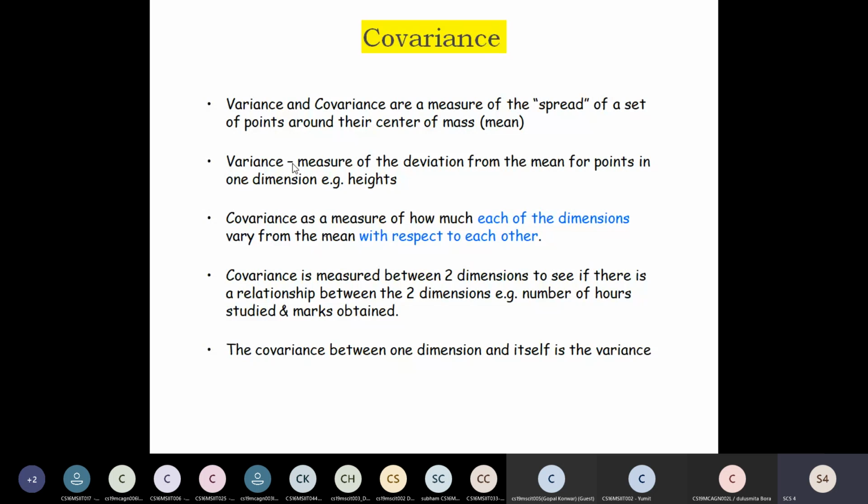Now, covariance is a measure of how much each of the dimensions vary from the mean with respect to each other. When we talked about variance, we talked about one single dimension. Now in covariance we try to measure how much those dimensions vary from the mean with respect to each other. That's the difference between variance and covariance. So covariance is measured between two dimensions to see if there is a relationship between those two dimensions.